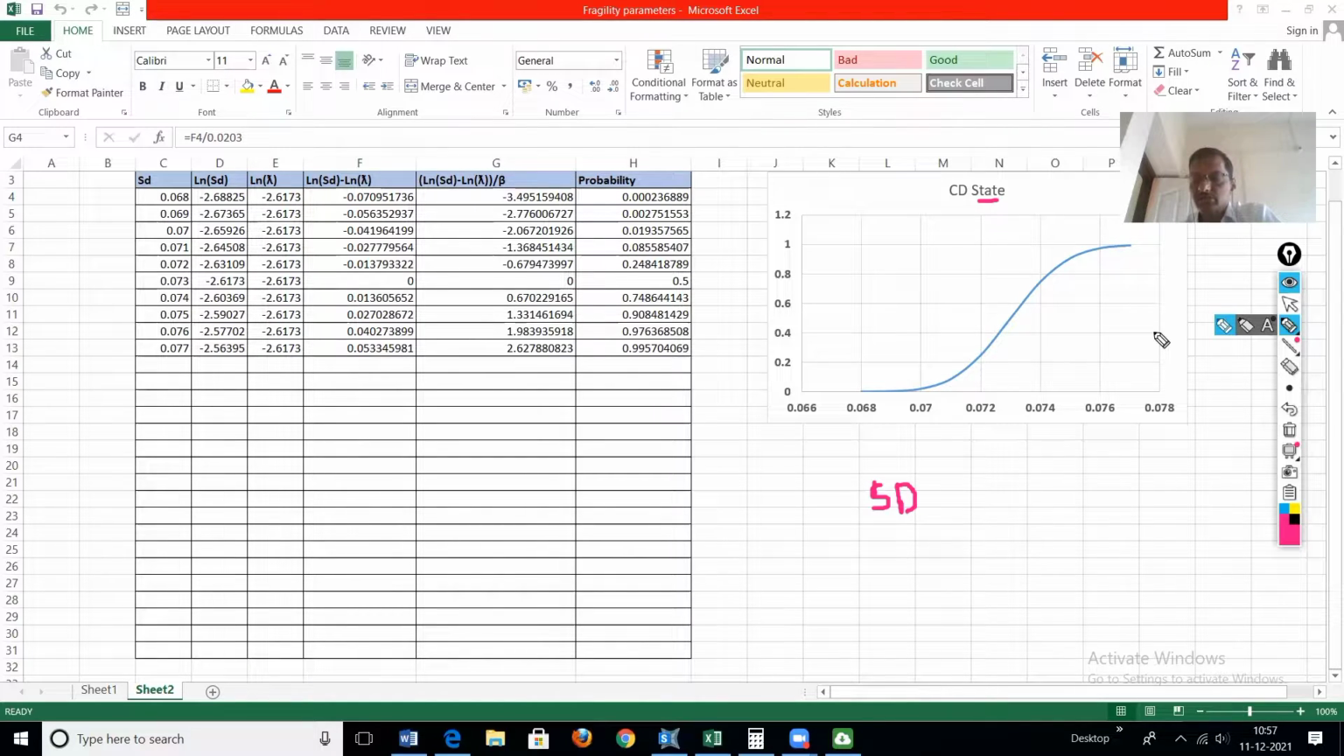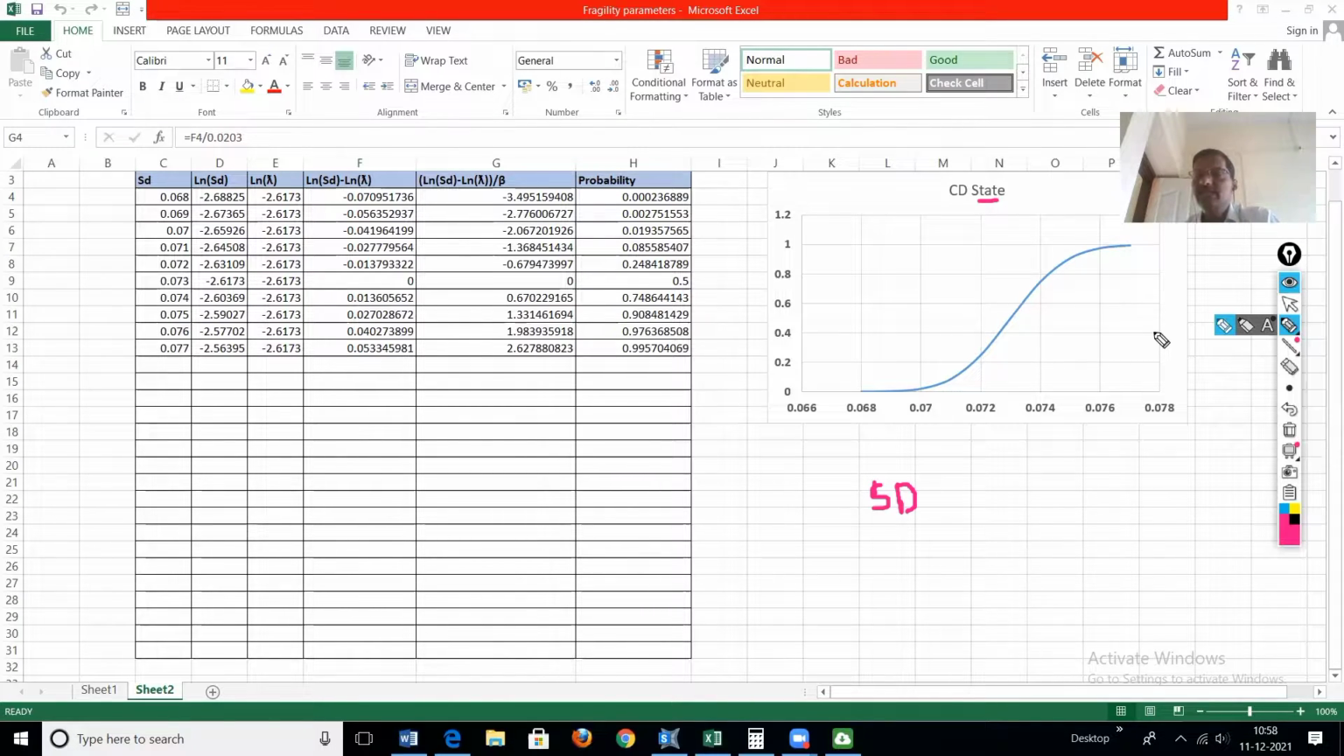If you consider another researcher, Vamvatsikos 2002, there is one research paper in which he proposed 3 damage states: immediate occupancy, life safety, and global instability. He also quantified these. Immediate occupancy is said to occur when the interstory drift reaches 1%. The life safety damage state is said to occur when the interstory drift reaches 2%.